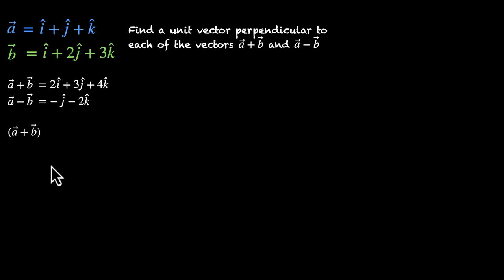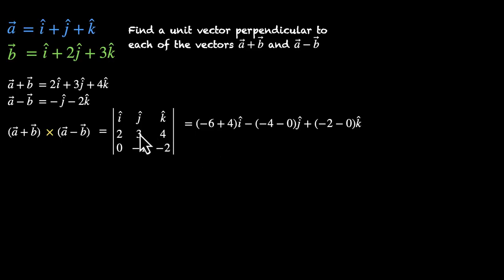So let's find the cross product. a plus b cross a minus b, that's equal to the determinant of i, j, k, components of a plus b, and then components of a minus b. So that's 2, 3, 4 in the second row, and then 0, minus 1, minus 2 in the third row. So let's expand this. This is i cap times minus 6 plus 4, minus j cap times minus 4 minus 0, plus k cap times minus 2 minus 0. So this becomes minus 2i cap plus 4j cap minus 2k cap.